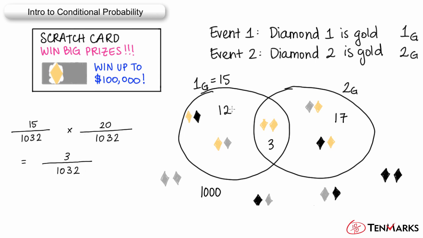So if we multiply these probabilities together, this does not equal 3 divided by 1,032. Therefore, the fact that one of the diamonds is gold will impact whether or not the other diamond is gold, and these two events are not independent.